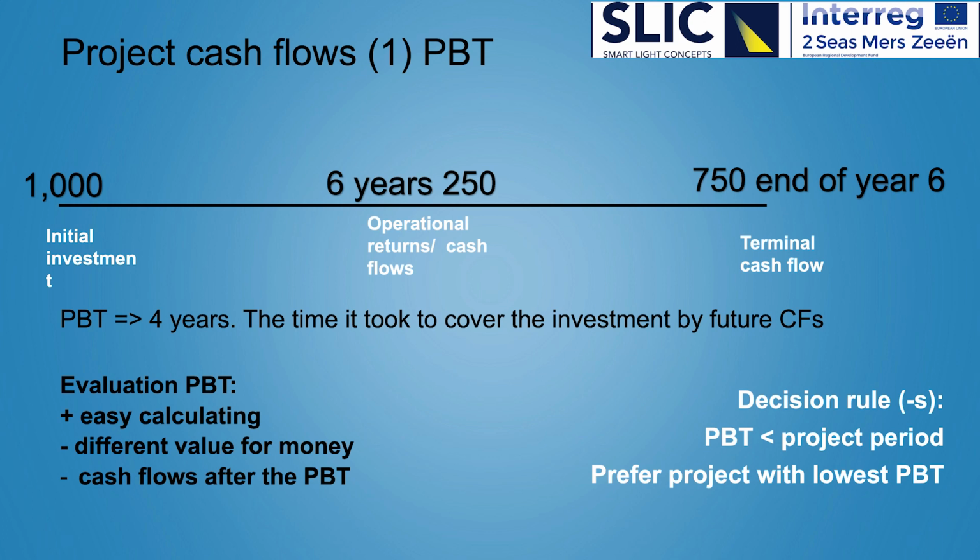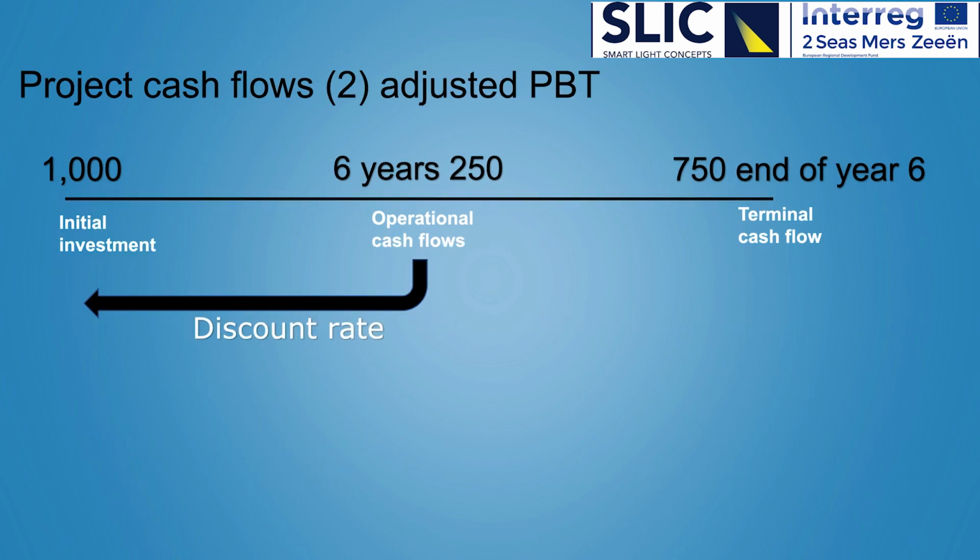We can adjust our method to time value of money and risk. We call that the adjusted payback time. Instead of using the individual 250 euros for each year, we use the value of those figures at the starting date. We calculate the present value by using a discount rate. The discount rate reflects the project's risk. By doing so, we include risk in this adjustment.